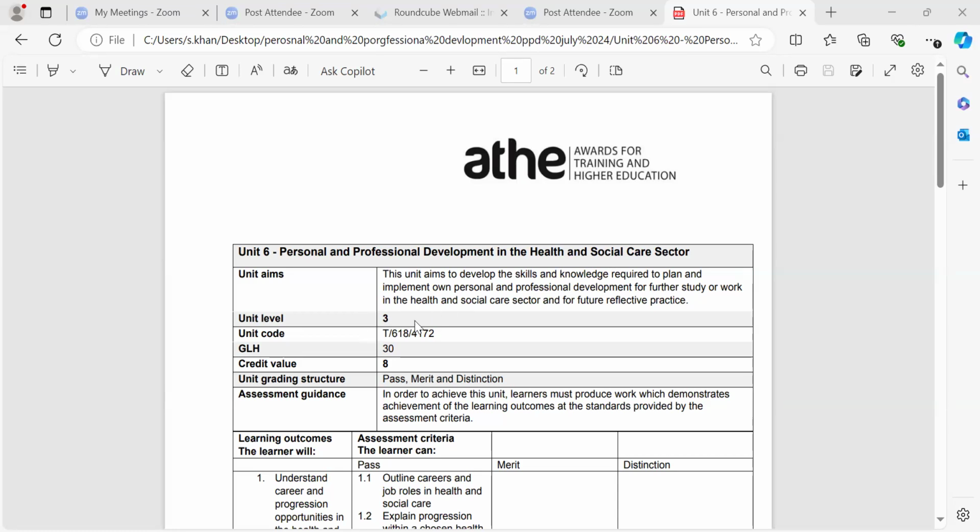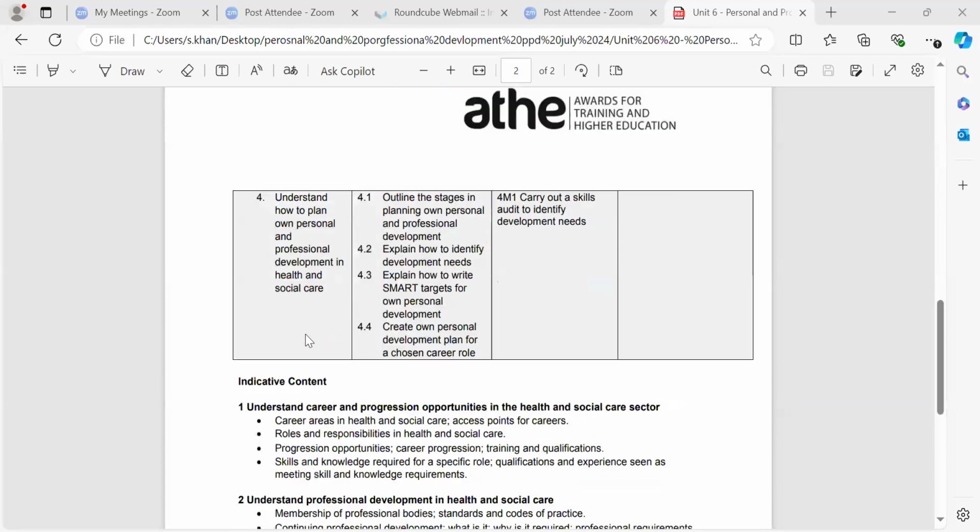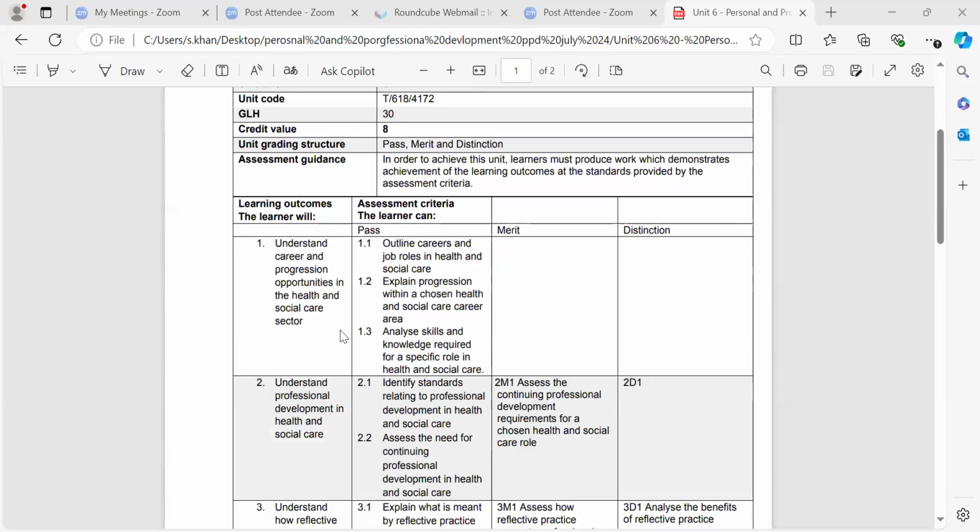So the unit level is level 3, and the unit code is there as well. So when it comes to your assignment, you're putting your unit code, T6184172. And the grading structure on this unit for the assignment is a pass, merit, distinction. In order to complete this unit, you must produce work which demonstrates the learning outcomes. There are 4 learning outcomes and an assignment discussion session. So you've got 1 learning outcome today, 1 tomorrow, and then next week.